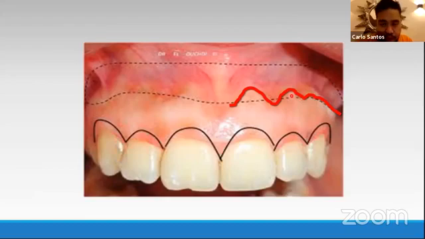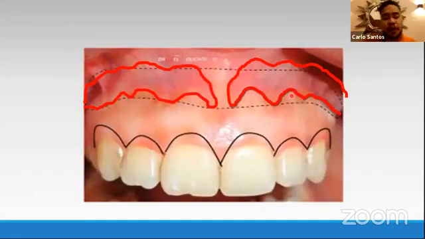So we do both incisions, left and right, and we preserve the frenum. Listen carefully, guys. The height of this, from here to here, is usually 10 to 12 millimeters. Remember, 10 to 12 millimeters.